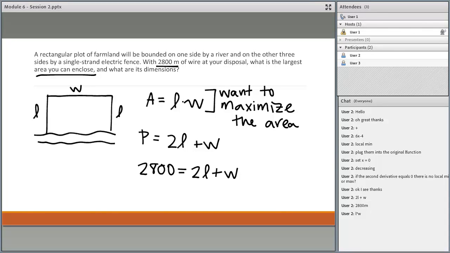Which basically means I want us to find the local maximum. The problem currently is we have two variables here, length and width. To find the local maximum, I would take the first derivative and set it equal to 0, but I have two variables. Is there any way that I can only have one variable?